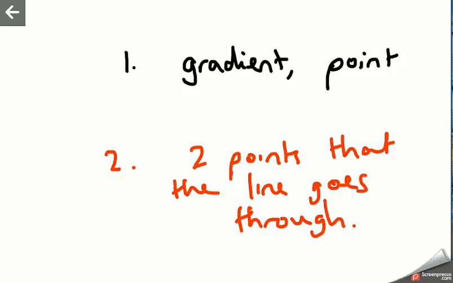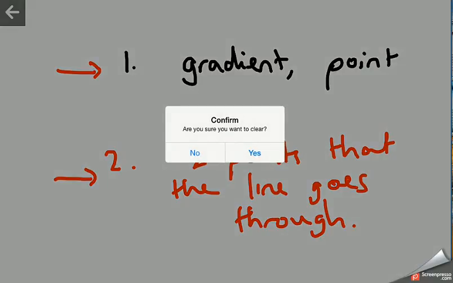There's no other way to calculate the equation of the line unless you have access to either this piece of information or this piece of information. However, once we have access to either one of those pieces of information, it becomes very easy to calculate the equation of the line. Let's do some examples.